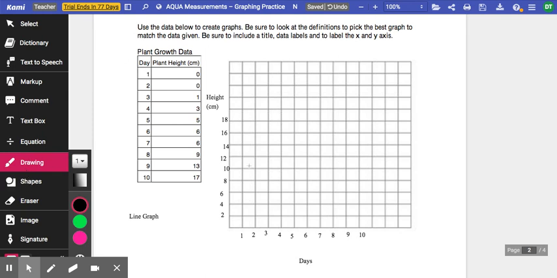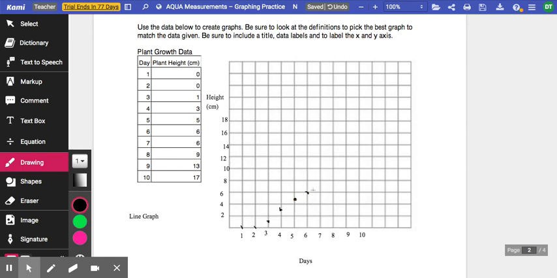So for day 1, our plant height was 0. So I'm going to put a dot right there. For day 2, we were also at 0. So I'm going to put a dot right there. Day 3, then we went to 1 centimeter. Well, I didn't label 1 centimeter, but since this line is 2, I need to put a dot kind of in the middle. Day 4, we had 3. So again, I'm kind of in the middle here. Day 5, I was at 5. So I need to put a dot in the middle here. Day 6, I was at 6. So those line up exactly.